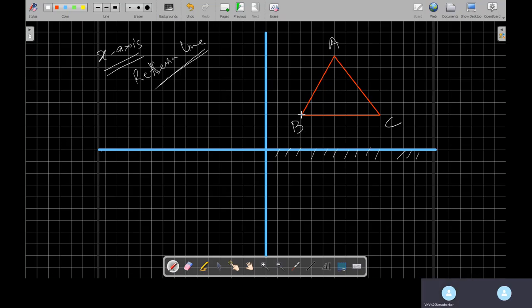So 1, 2, 3. This is 3. From there, 1, 2, 3. From here also, 1, 2, 3. Now this is another vertex. From here, 1, 2, 3, 4, 5, 6, 7, 8. That is 8 points, so you have to count 8 points from here. How many points did I say? 8 points. So I have to count 8 points from here.